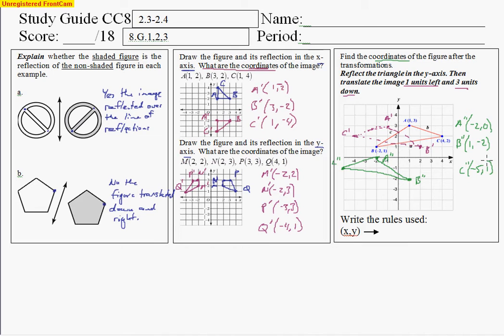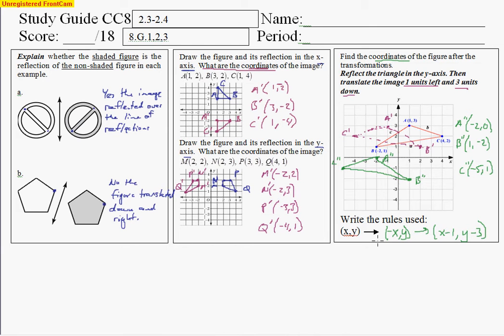So then they want us to write the rule. So the rule for the reflection, remember when we reflect across the y-axis, the x values change to their opposite side. So it's negative x, y is the reflection. The rule for the translation, well, that's just whatever they tell us to do. X, you go 1 unit left. So you take the x value, go 1 unit left, and you take the y value. I still have a y value to do. Y value, you have to go 3 units down. So that means minus 3. So that would be my rule.